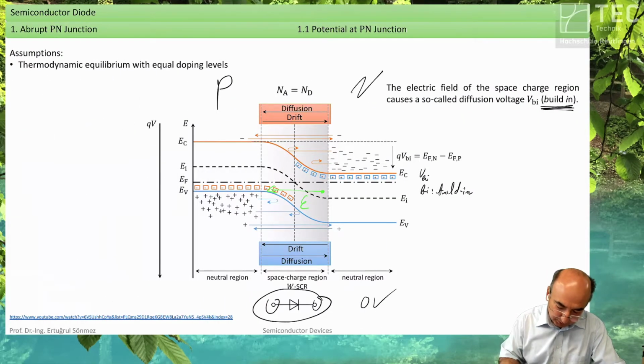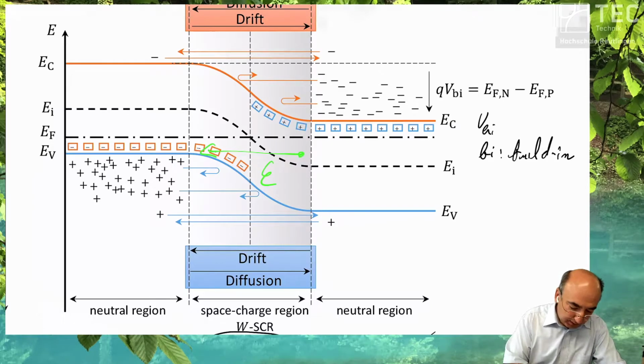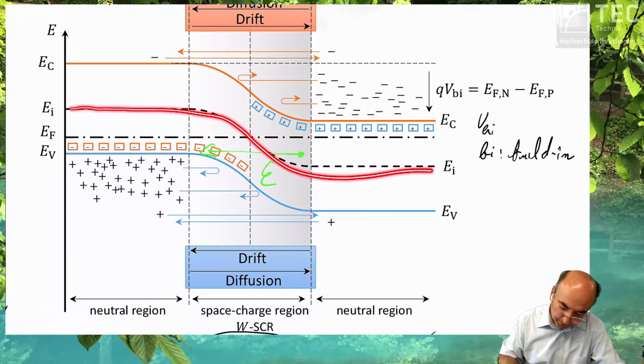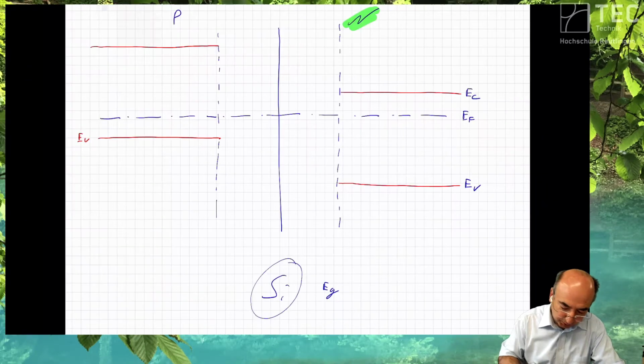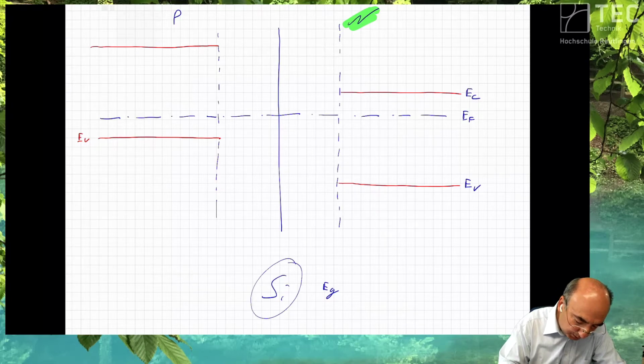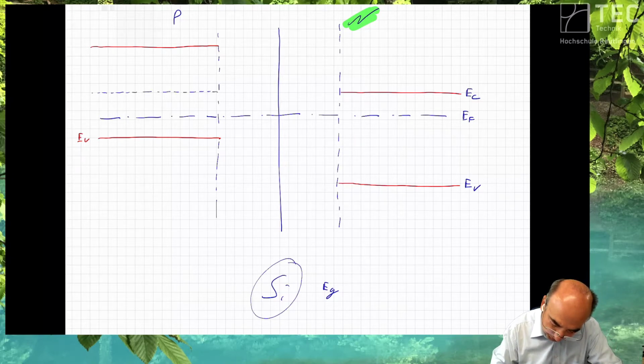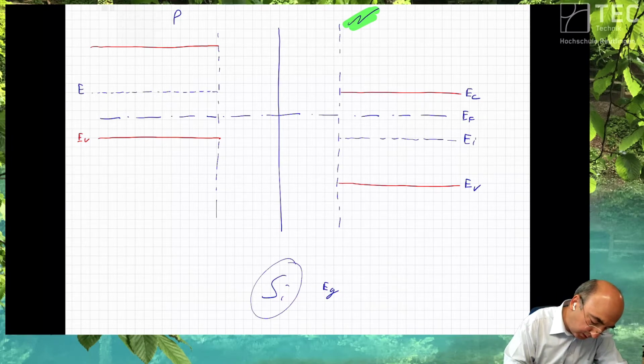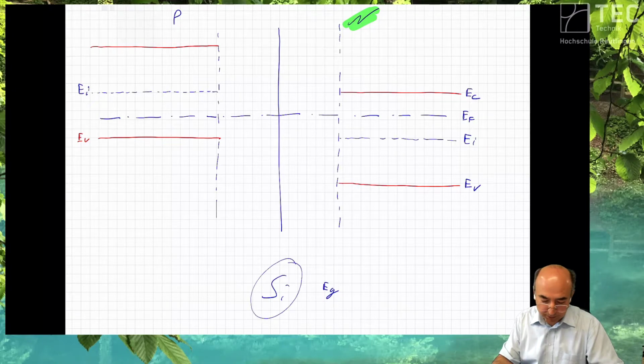How does this bending look like? The intrinsic level is also in the center, in the first approximation. So let's sketch the center also: 1, 2, 3, 4, 5. So this is the center. And also here, 1, 2, 3, 4, 5. So this is the center. This is the intrinsic energy level for both semiconductors.